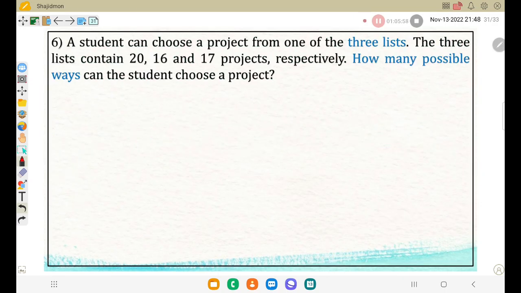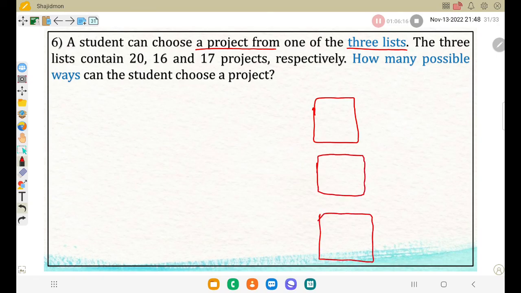Question number 6. A student can choose a project from one of the 3 lists. Okay, 3 lists are there: one list, second list and third list. A student can choose a project. That is the important thing. One project only one student can choose.